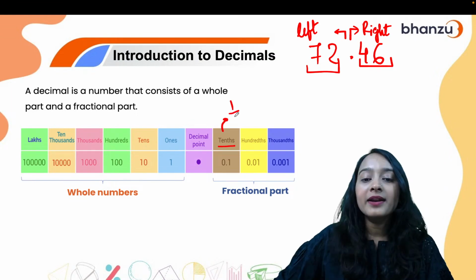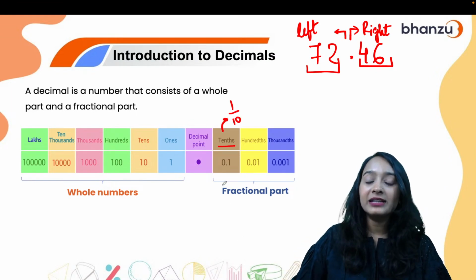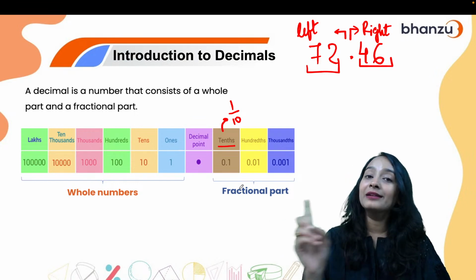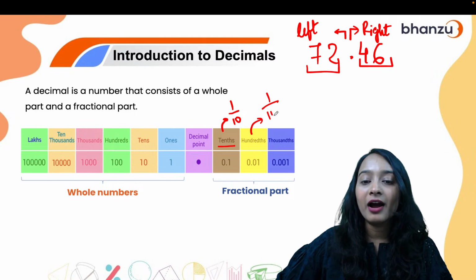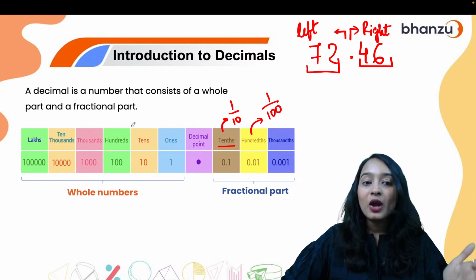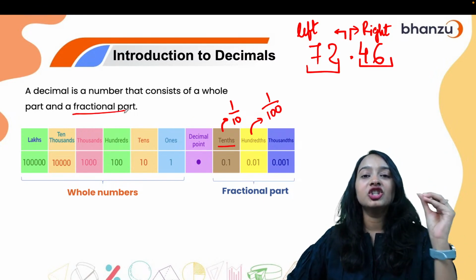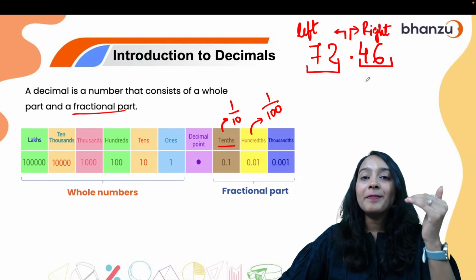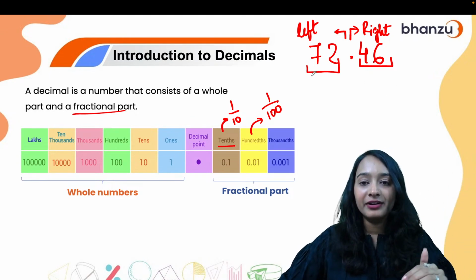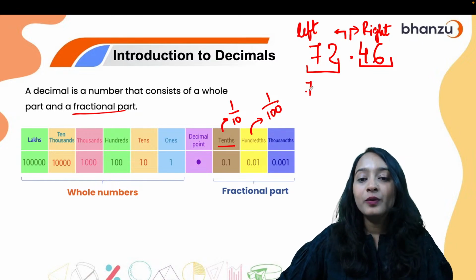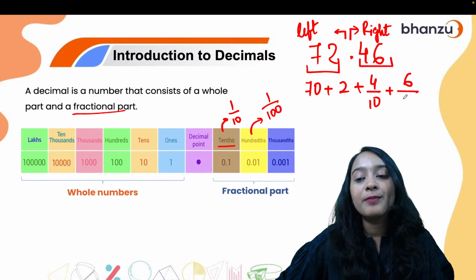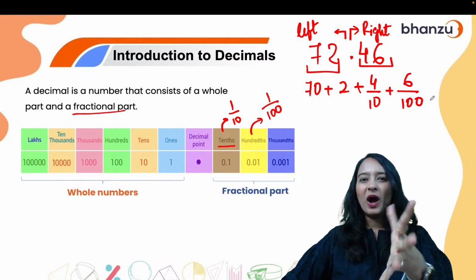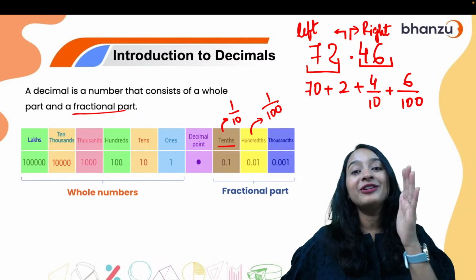Because this is 1 by 10. And that's why it is 0.1. We'll be learning that in division of decimals. Hundredths, 1 by 100. So that is why we call it a fractional part, because it is 4 by 10, 6 by 100. So when you are expanding this, you will write it as 70 plus 2 plus 4 by 10 plus 6 by 100. There's no 1th place. No, we're going to start off with 10th place.